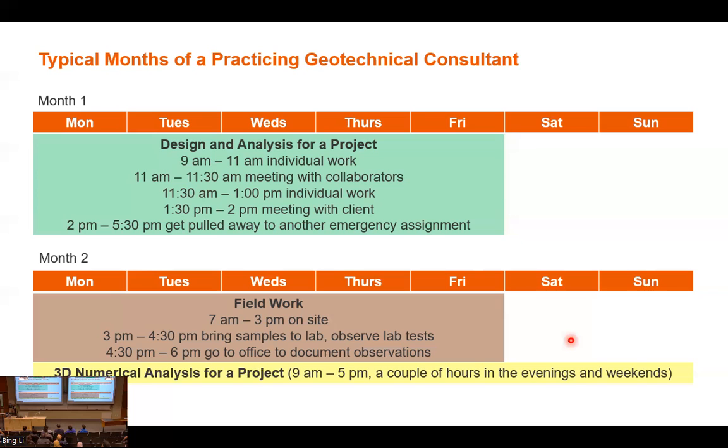I also did a lot of 3D numerical analysis, and these typically happened during normal business hours. But 3D analyses can take a long time. And it's important to make sure they keep running overnight and sometimes over the weekend, so that when you get back in the office, you have results to look at. So this means sometimes dedicating extra hours to this numerical analysis.